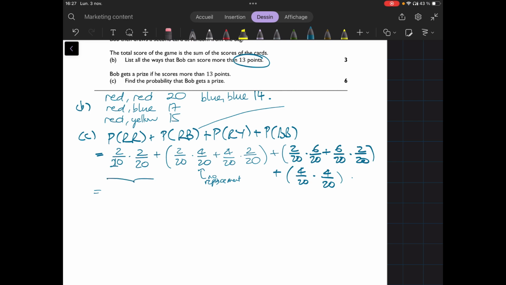So, first probability is 0.01. Second probability is 0.04. Third probability is 0.06. And the last probability is 0.04. So your final answer will be 0.15. And this is the end of the survival paper.